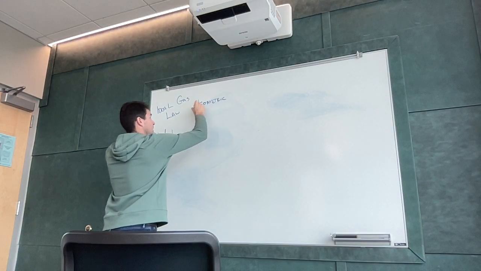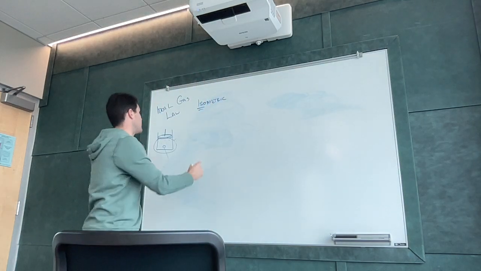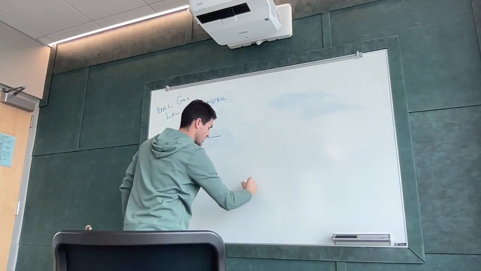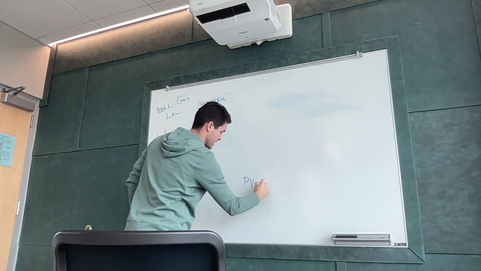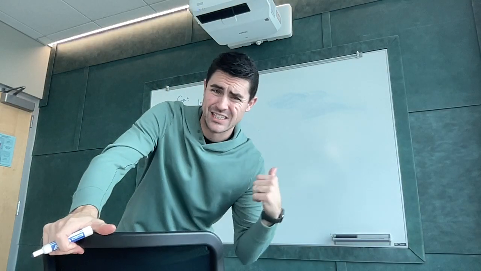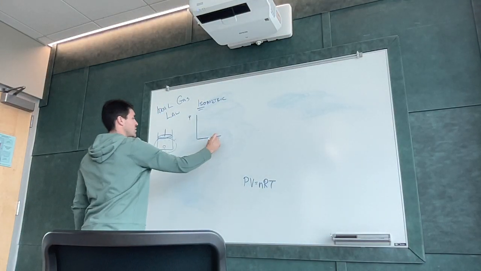Isometric. Iso means same, metric means volume. So let's go ahead and think about what an isometric process looks like. Let's put the ideal gas law down here: PV equals nRT. I'm going to use the moles version just because of my degrees in chemistry, and that's the one I think of when I think of it. And let's go ahead and track our pressure and volume.